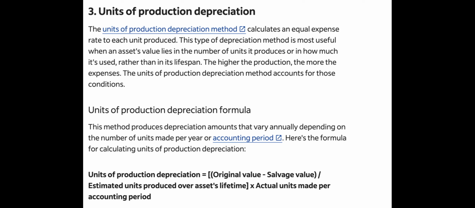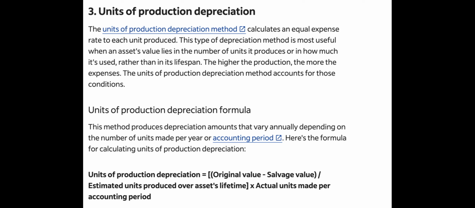3. Units of production depreciation. The units of production depreciation method calculates an equal expense rate to each unit produced. This type of depreciation method is most useful when an asset's value lies in the number of units it produces or in how much it's used, rather than in its lifespan. The higher the production, the more the expenses. The units of production depreciation method accounts for those conditions.